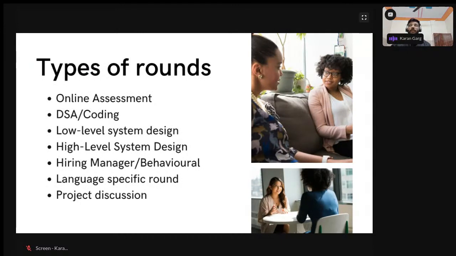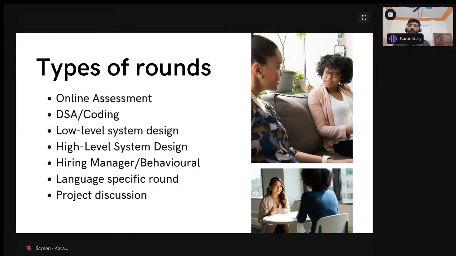Then the next is low level system design. Low level system design is where you are given an abstract problem. You have to basically convert that abstract problem into a real system, a system where you have to define classes, you have to define relationships between them, you have to actually write machine level code. So this is what low level system design is.